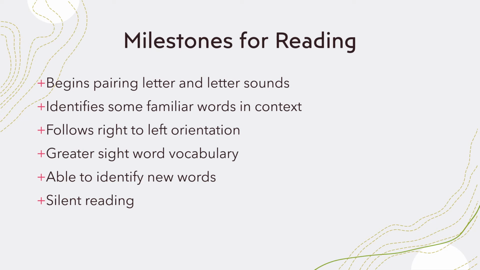Next, they have the greater sight word vocabulary and are able to identify new words. This typically develops between 6 years and 10 years old. Lastly, silent reading. With the greater sight word vocabulary and ability to identify new words, children will develop the silent reading ability typically around 8 years old.